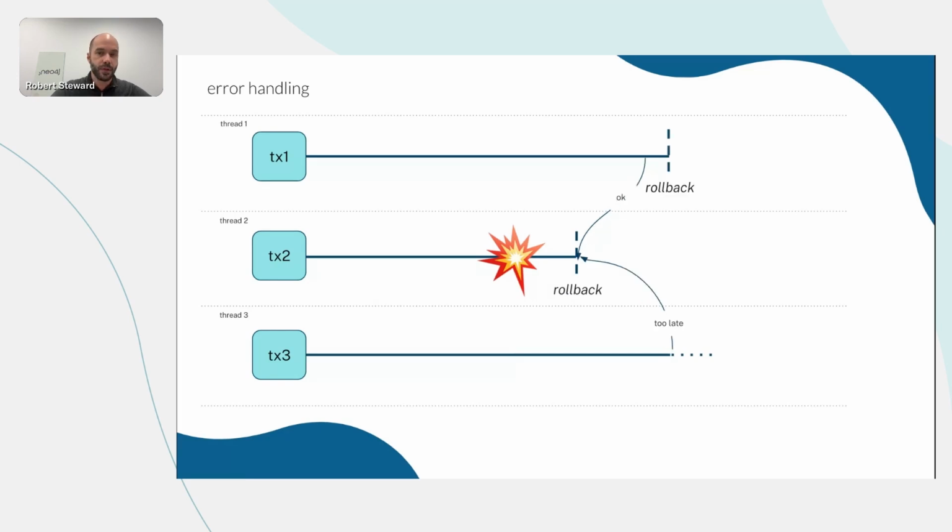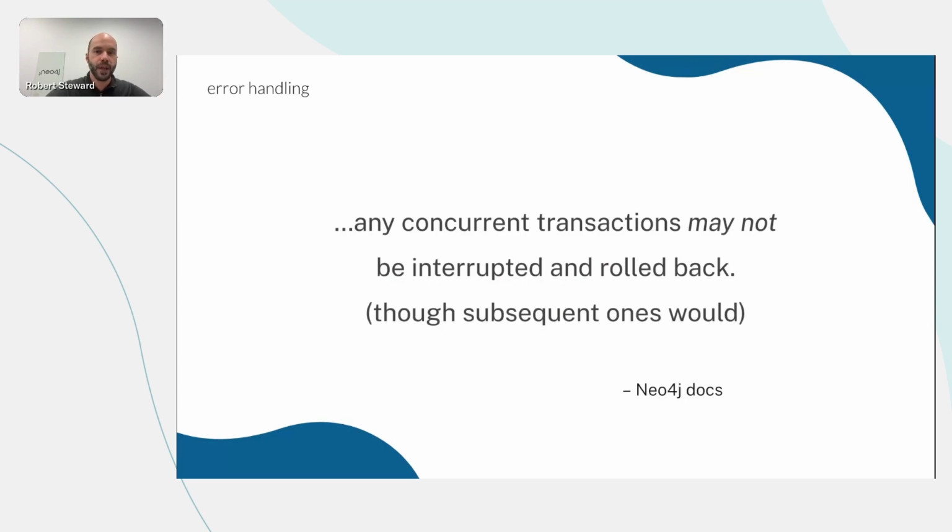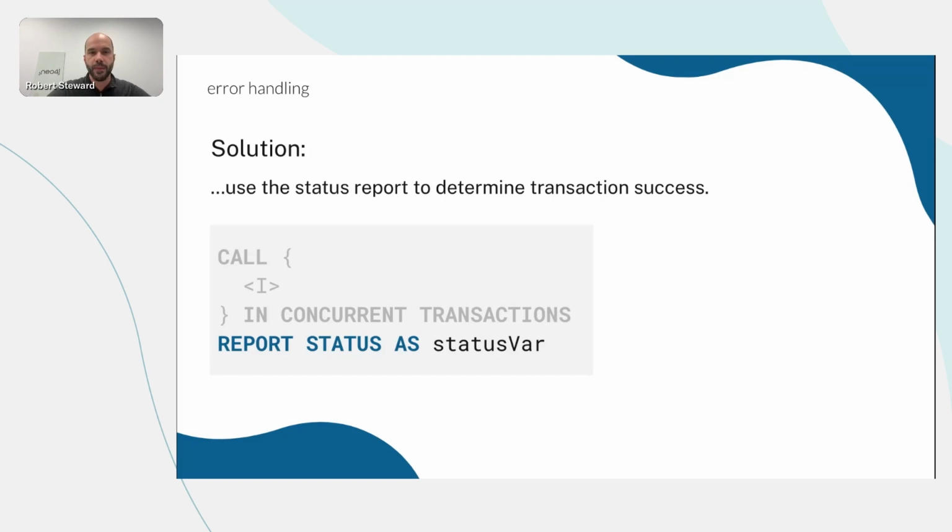But because of the nature of non-determinism, maybe they can, maybe they can't. In this case, transaction 1, we can see managed to roll back, but transaction 3 will continue. And so we say that concurrent transactions may not be rolled back. You can think of this as a bit like a graceful stop, the difference between a SIGTERM or a SIGKILL, for those of you that are familiar with Linux syntax. The most reliable solution here is to use the status variable to determine whether or not the transaction was successful.